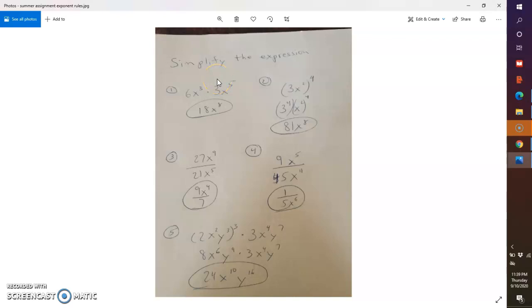Okay, this video will review exponent rules. Rules you should have learned from the past, but let's make sure we know what we're doing with them. So the first three rules go with the first three problems right here.